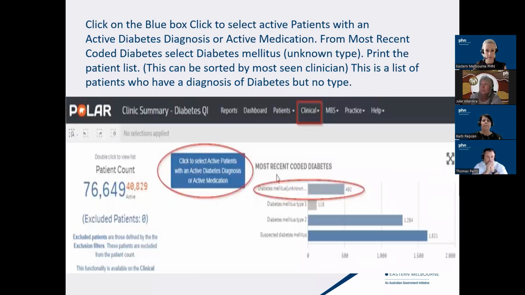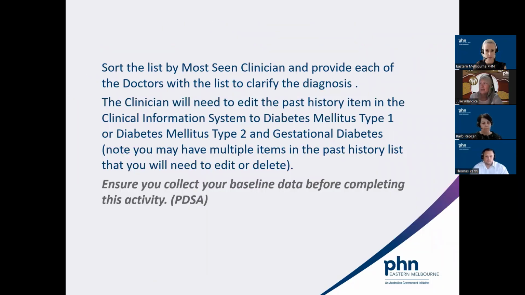Now you select the blue box, which is active patients with an active diagnosis or medication. Then in the table, most recent coded diabetes, select diabetes mellitus unknown type. You can then go to the patient list on the top right-hand side and export to sort the list. And please note, some practices may not have any uncoded diabetes. You can then sort this list by using the most seen clinician filter.